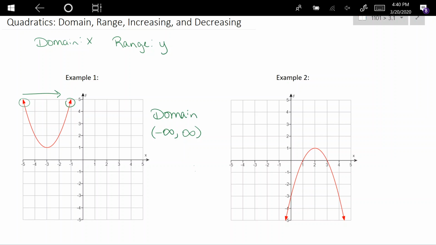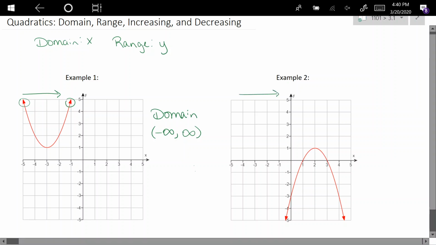We're going to do the same thing where we look from left to right. So the very first thing we see is this arrow. So again, our domain starts at negative infinity. And we continue on until we get to this arrow, which tells us we go forever in the positive x direction. So we go from negative infinity to positive infinity. Next, let's talk a little bit about range.